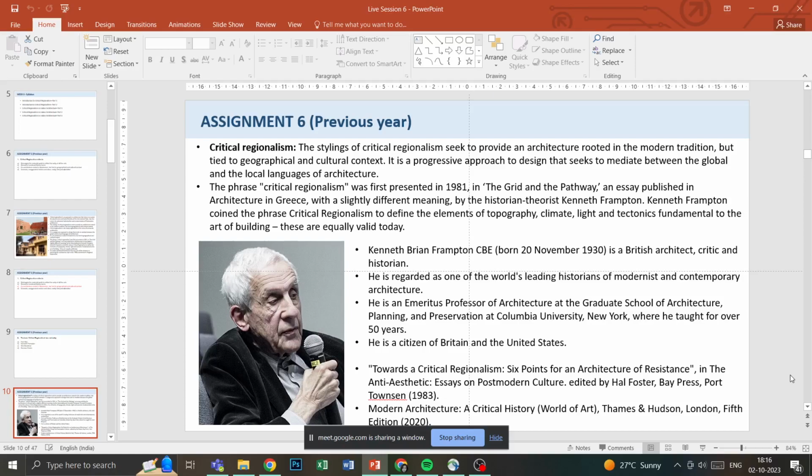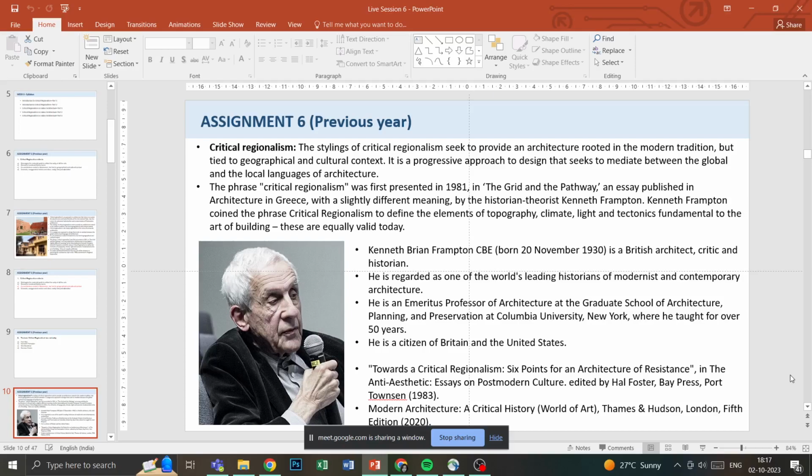Critical regionalism, like I just explained in the previous question, seeks to provide an architecture rooted in the modern tradition but tied to geographical and cultural context. It is a progressive approach to design that seeks to mediate between the global and the local languages of architecture. The phrase was presented in 1981 in the essay Grid and the Pathway by Kenneth Frampton.